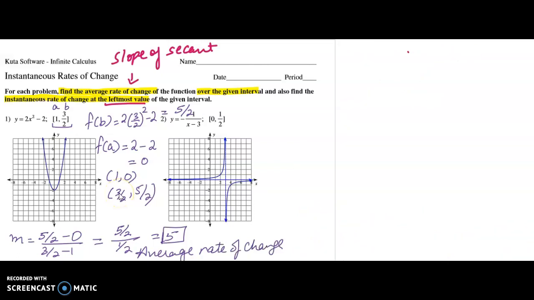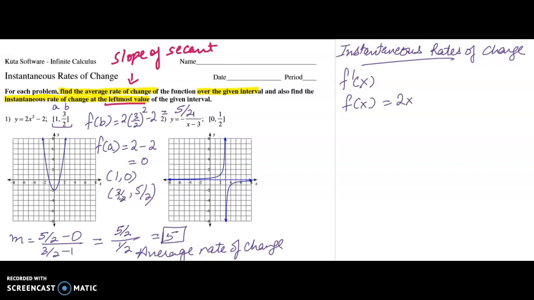Now let's find out the instantaneous rate of change. So let's write the heading: instantaneous rate of change. To find the instantaneous rate of change, as I discussed earlier, we are looking for the derivative, right? So what is the function here? Function f of x in this case is 2x squared minus 2. What will be the derivative? The derivative would be 4x.